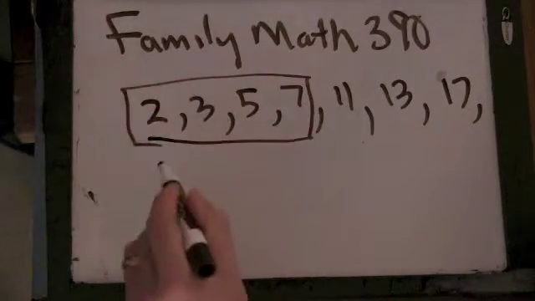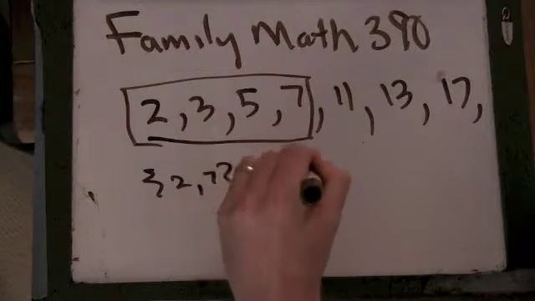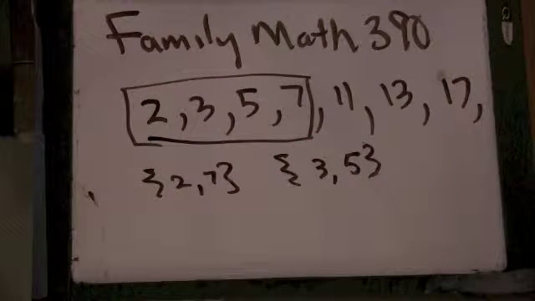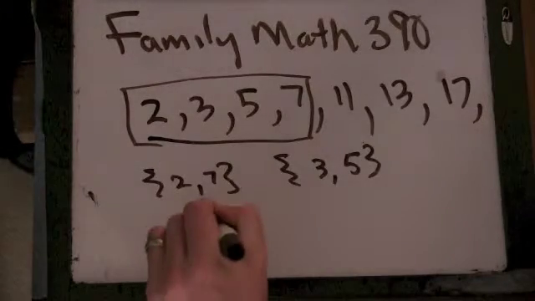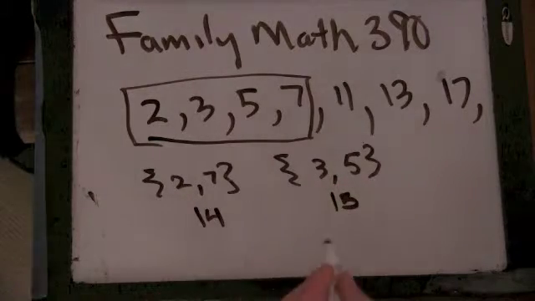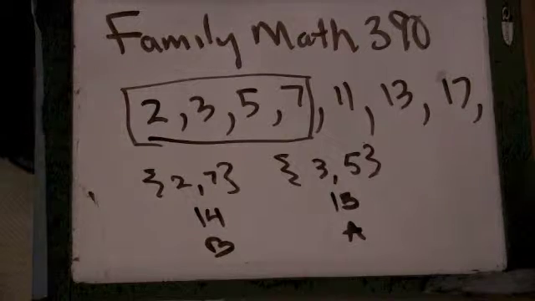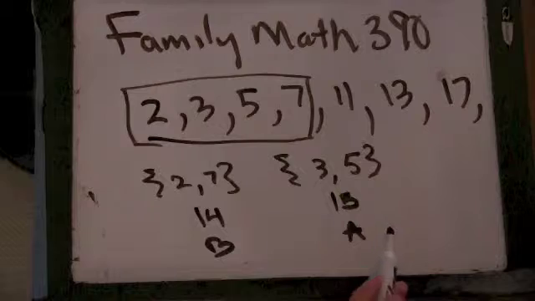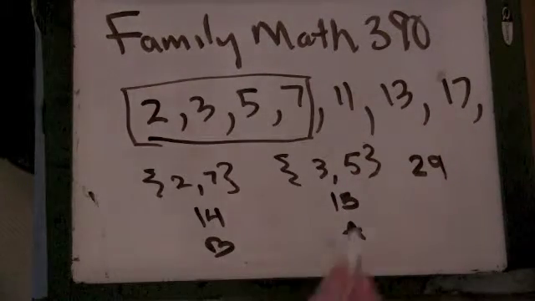So you have 2 and 7, and 3 and 5. Okay, that's fine. 2 times 7 is 14, and 3 times 5 is 15. We'll call this A because it's larger than this B. So 14 plus 15 is 29, and then 15 minus 14 is 1.